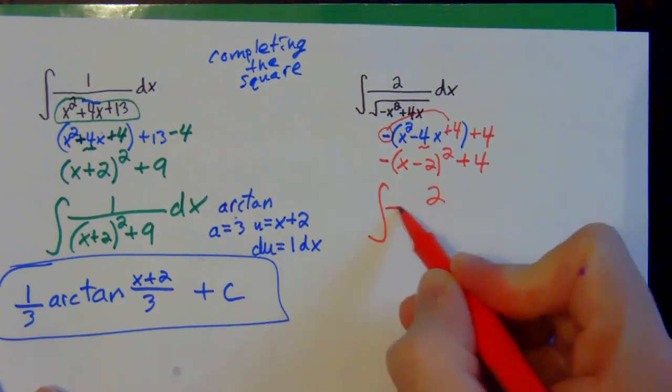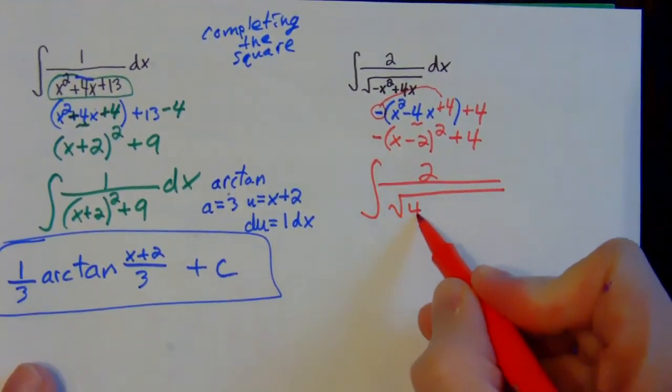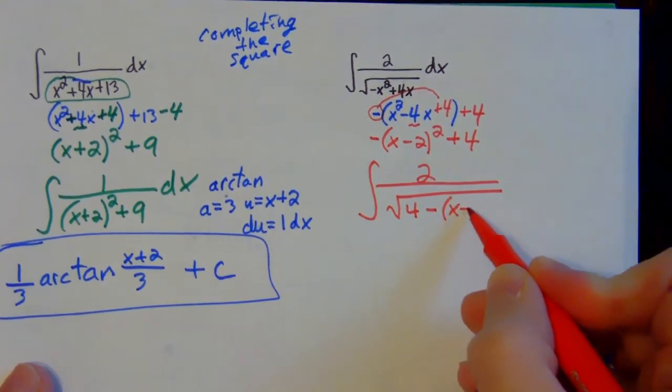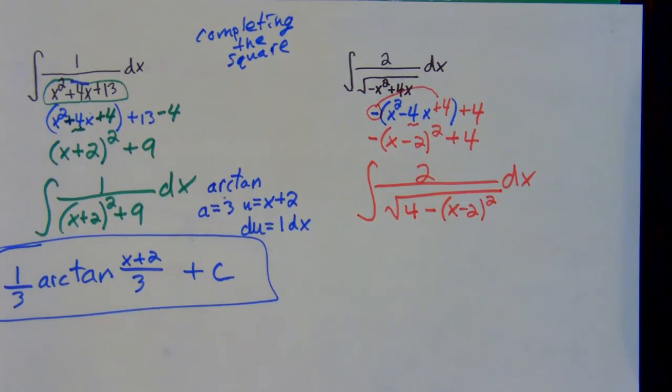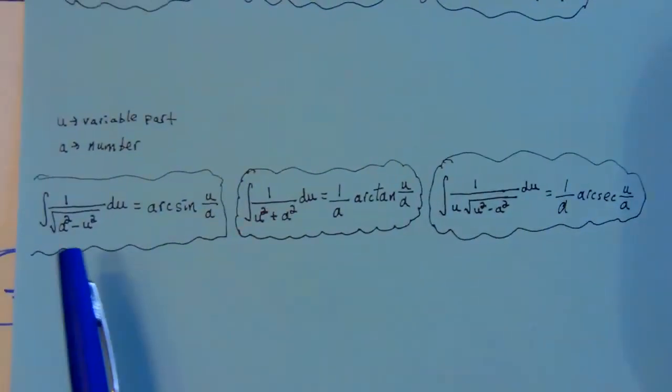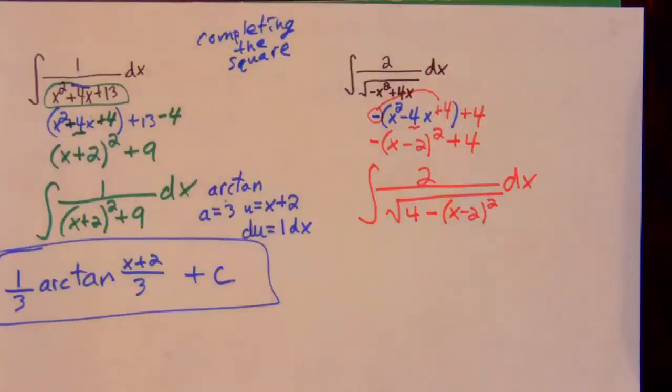All right, so then I'm gonna have the integral, I got 2 over, and I got the square root. And I like to rewrite that number part first. I'm gonna go 4 minus that x minus 2 squared, like that. And as you're looking at your patterns at the top of your page there for your notes or on your blue sheet, I see a square root of a number part squared minus a variable part squared. This is my arc sine pattern.